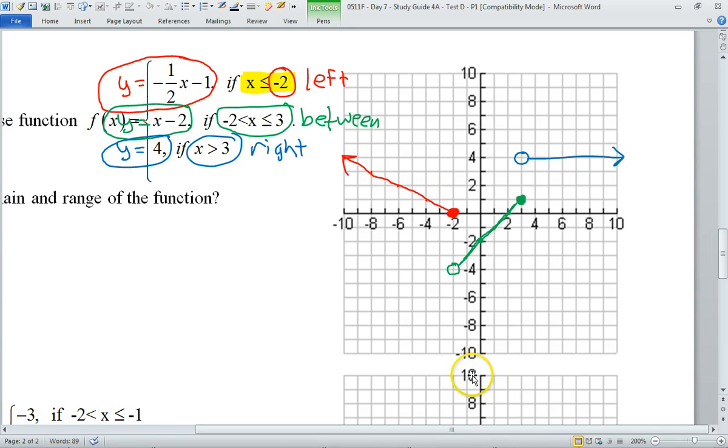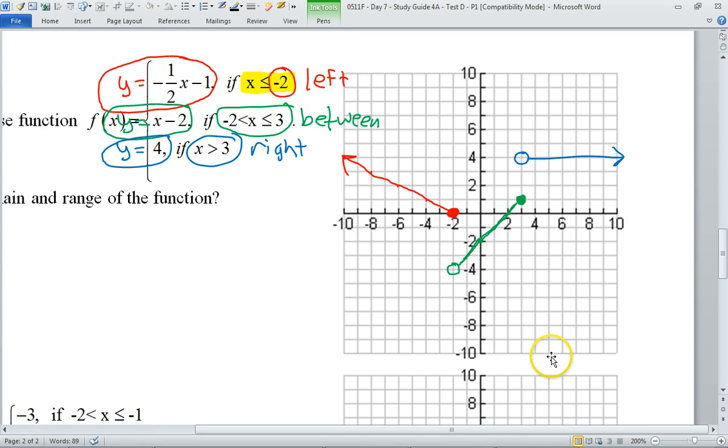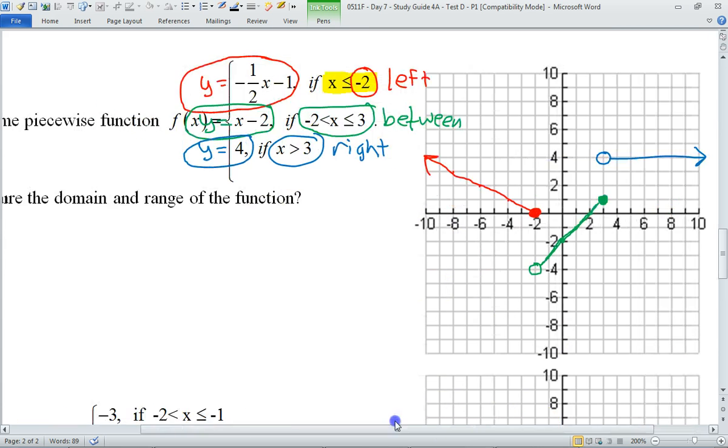Alright, so that's what this problem should look like. That's what problem number 5 should look like. Any questions about problem number 5? Check your answer. Ask me now. Okay, moving on to number 6 then.